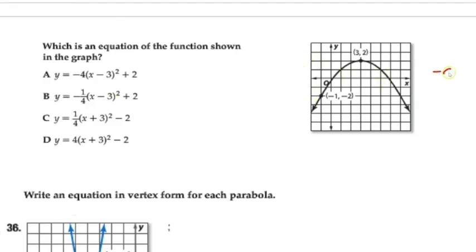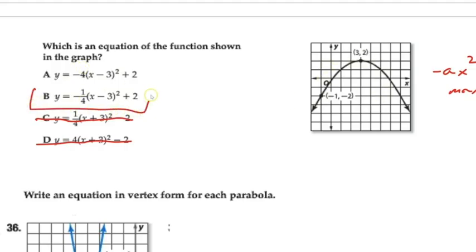I should notice a negative ax squared because it has a maximum. But anything that's not negative is out. These two are gone. And then, one way you could do this is you could plug in a point to see which one works. But also, just look at it. Does that look like it got a little skinnier, this one, or did it get a little wider, this one? I would say it got wider.